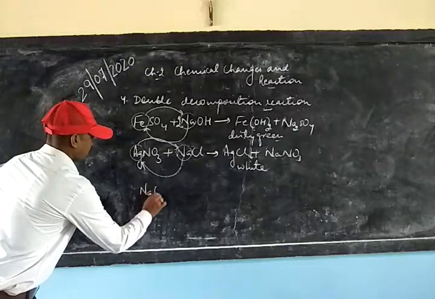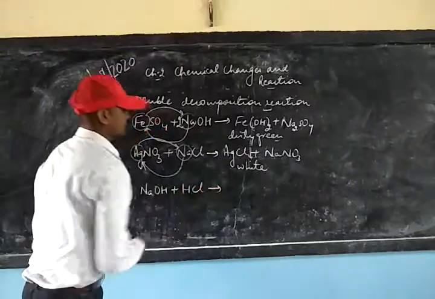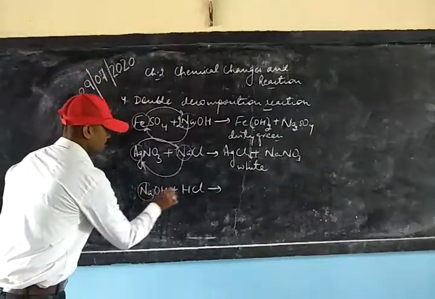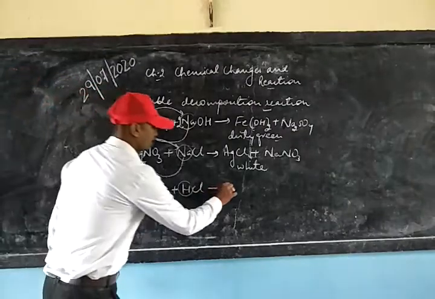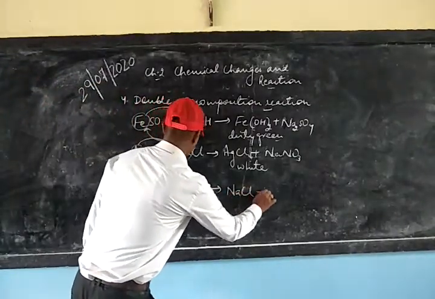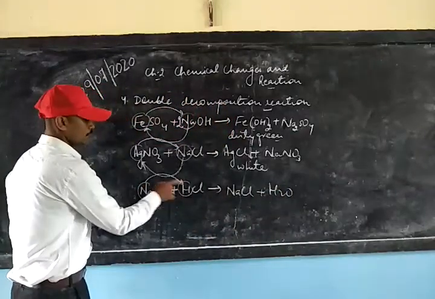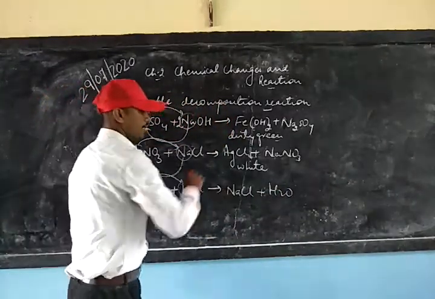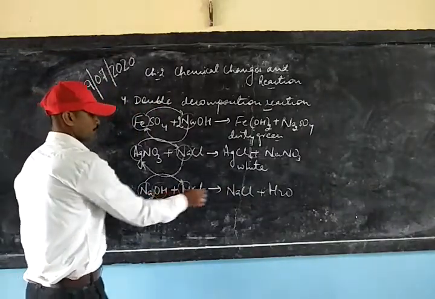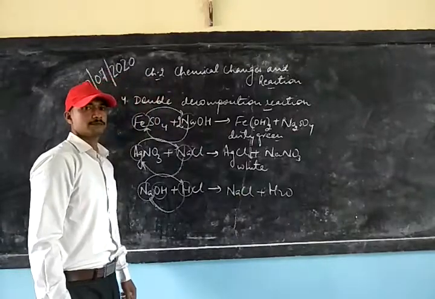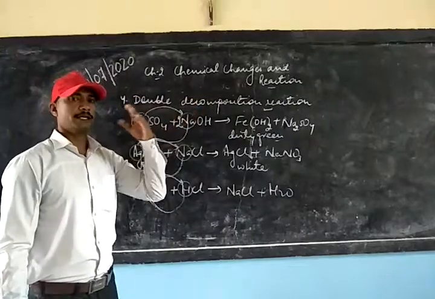If I take this reaction, NaOH and HCl, these two elements will also exchange their places to form NaCl and H2O. That is, sodium goes here and combines with chlorine to form NaCl. Hydrogen comes here where it combines with OH to form water. So from this we can see that double decomposition reaction can be of two types.